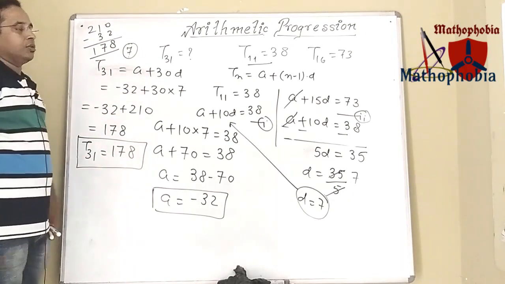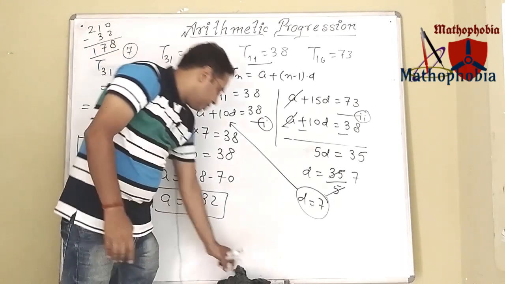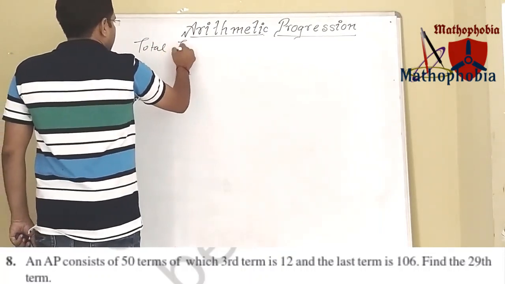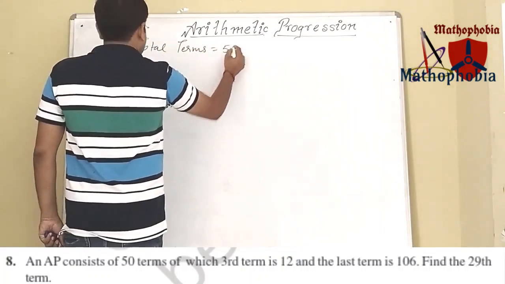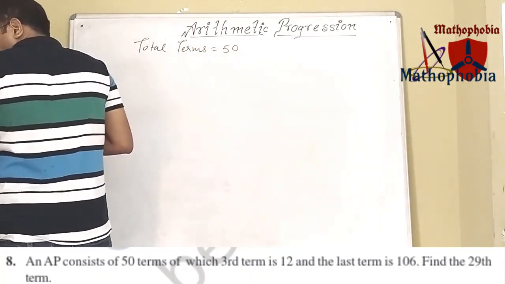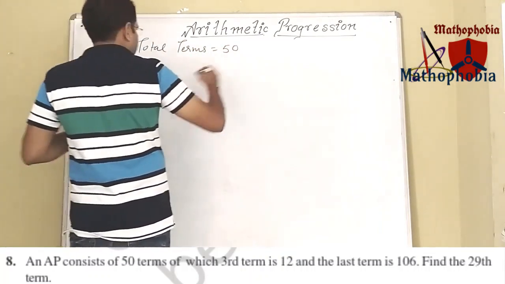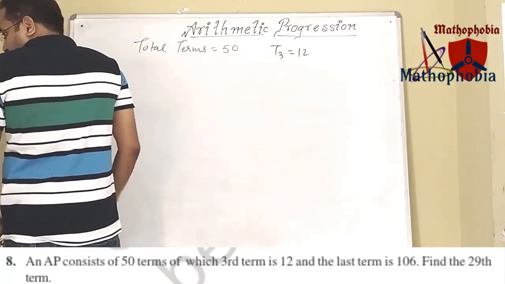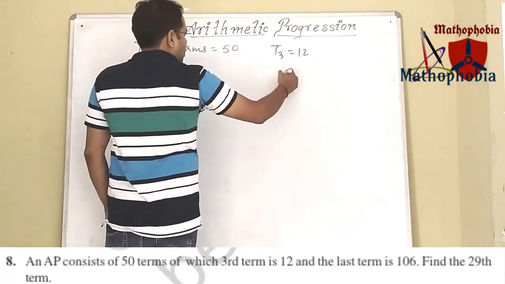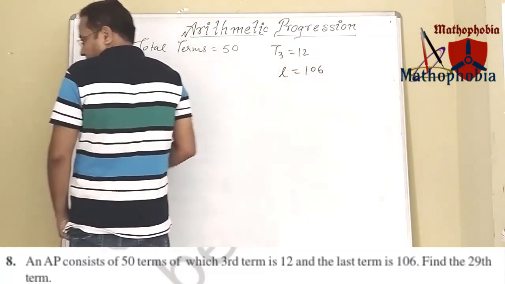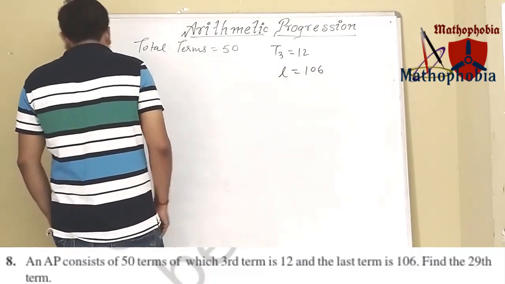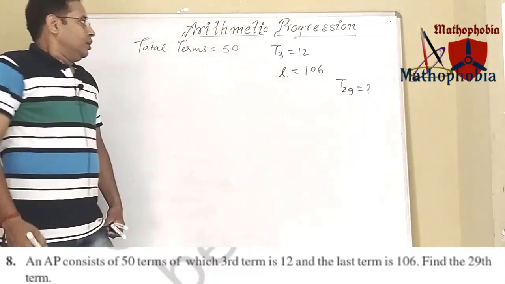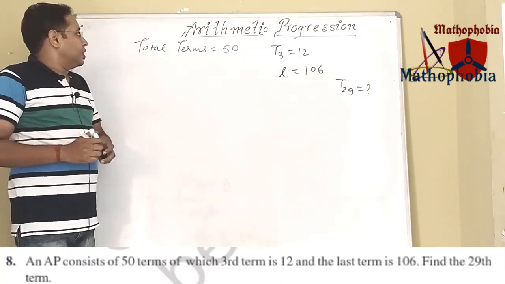I hope you have understood. Let's move on to the next question. That is question number 8. Total number of terms is equals to 50. One information I have written. Then, of which the third term is 12, and the third term is given 12. And the last term is 106. We need to find out the 29th term. T29 equals to how much? So these are the pieces of information that are given to us.